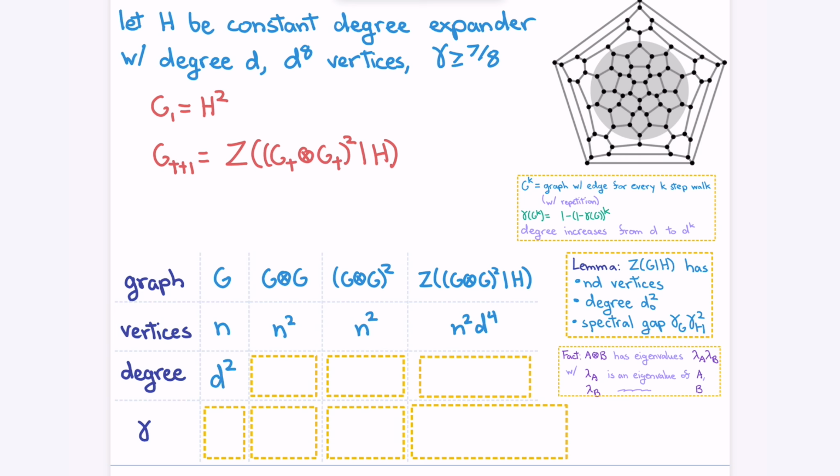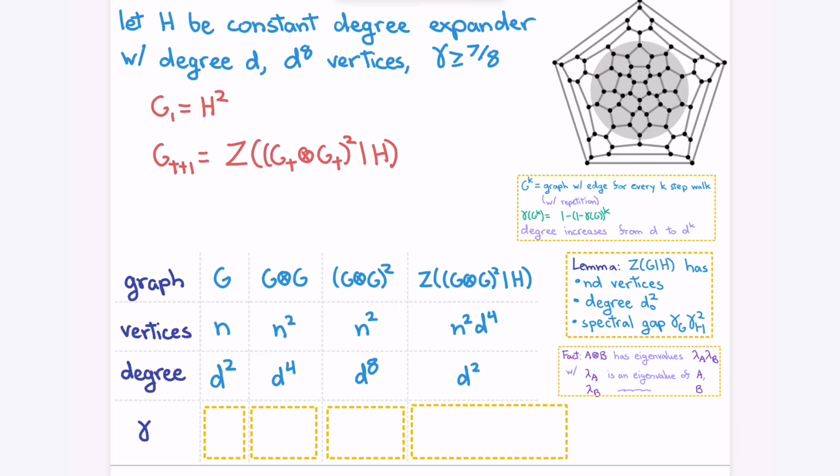What about the degree? You start with d squared apparently. What happens when you do tensor? D to the 4. What happens when you take the second power? D to the 8th. And then when we zigzag it back down with something with degree d squared or d or something, you get d squared. H has degree d, but then when you take 2 steps in H, so you get d squared.